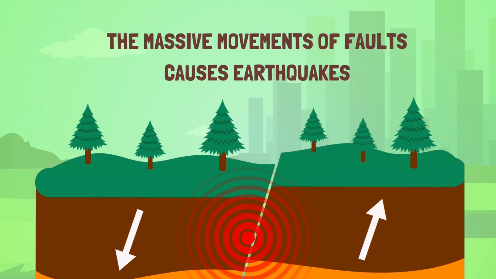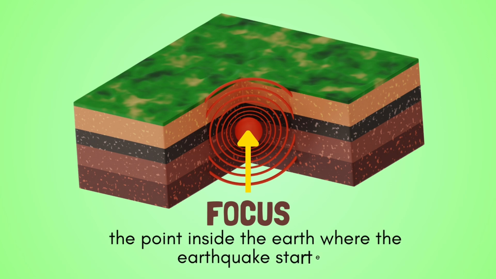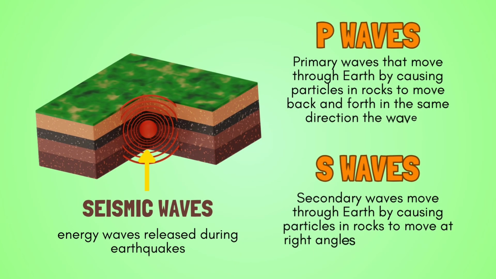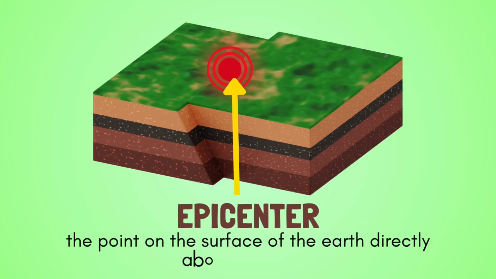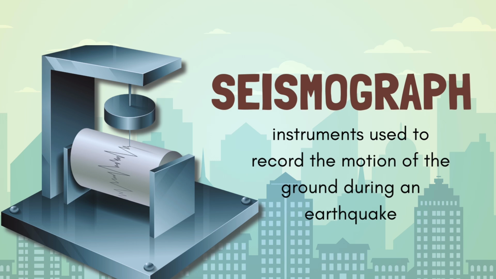The massive movements of faults cause earthquakes. The point in Earth's interior where this release occurs is called the focus. From the focus, seismic waves are produced and travel outward through the Earth's surface. It has two types of waves: the primary waves, or the P waves, and the secondary waves, or the S waves. The point on Earth's surface directly above an earthquake's focus is the epicenter. To record the motion of the ground, seismographs are instruments used to detect these waves.